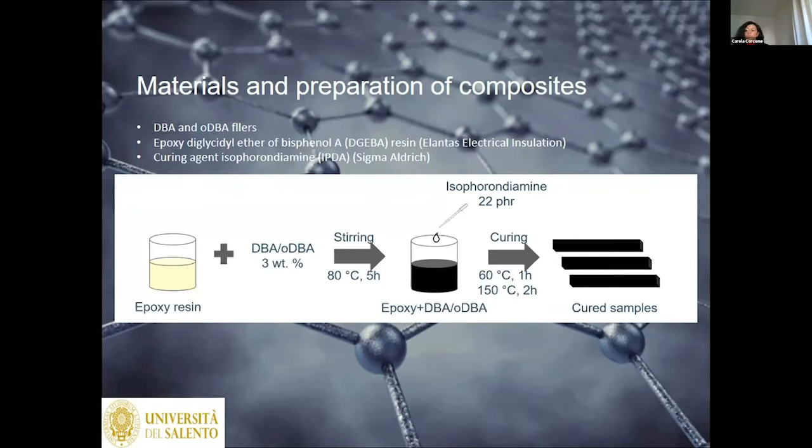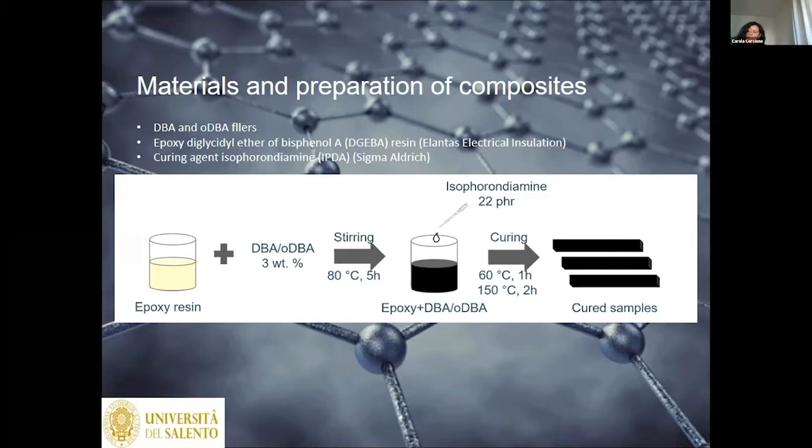Then we decided to use the DBA and ODBA fillers inside the same epoxy resin that I told you before. In particular, we also used the same curing agent, isophoronediamine, from the same company. For preparing the epoxy ashes composite, we added an amount of DBA and ODBA filler equal to 3% by weight, in order to compare our results with those we obtained in the presence of the nanometric EGO filler.